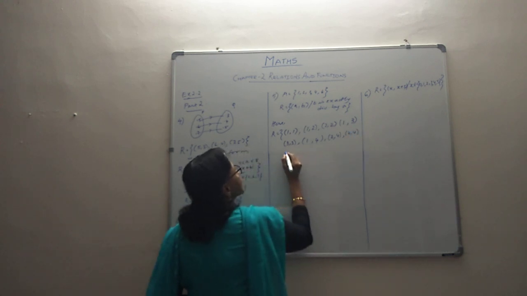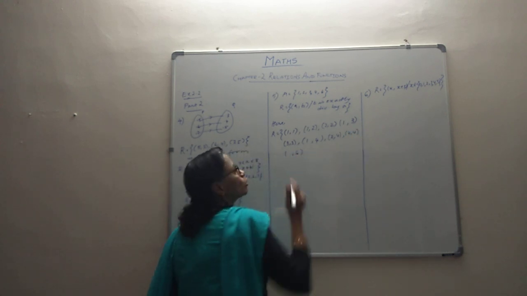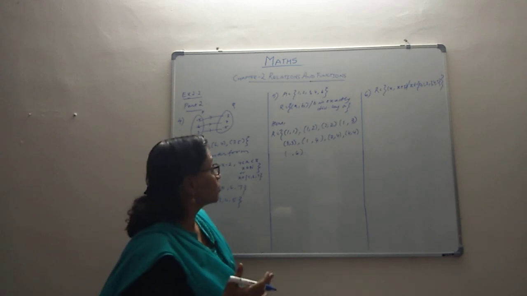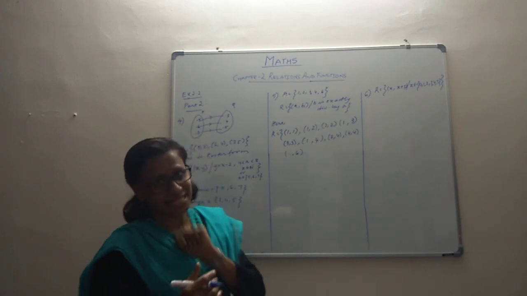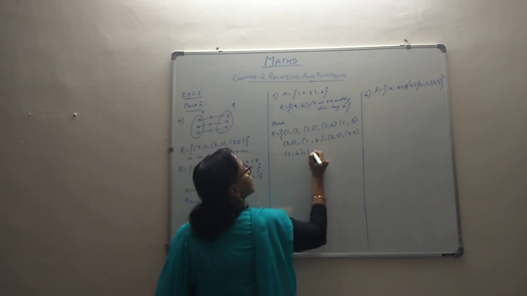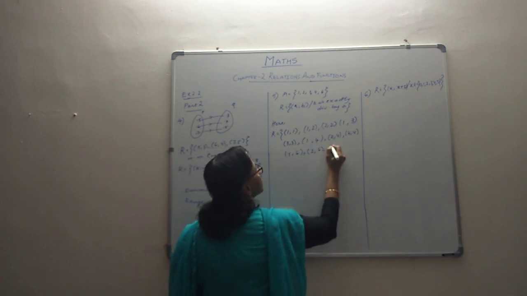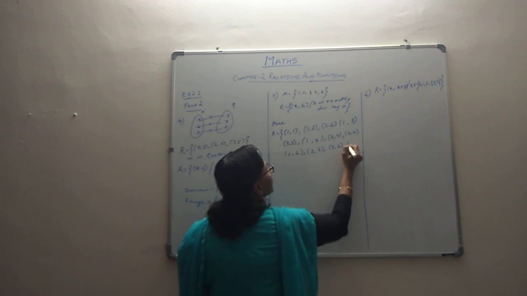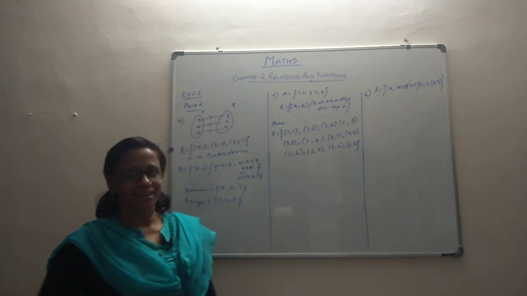Now we are taking the next, 6. What all could be divisible by 6? 1 could be divisible, 2, 3 and 6 itself. Many choices are there. So let's write. 1 can be divisible, then 2 can be divisible, then 3 can be divisible, and then 6 itself. So this way, this is our relation R.